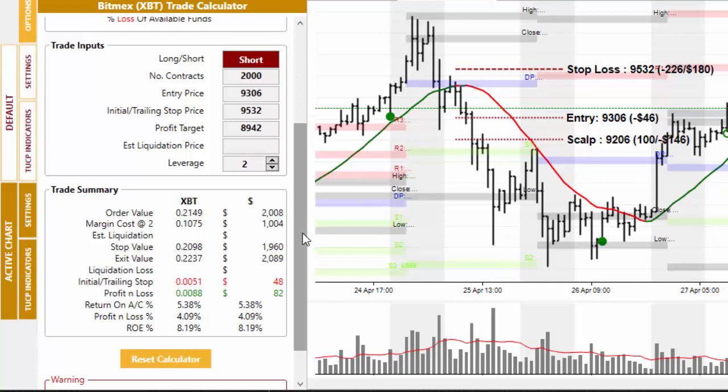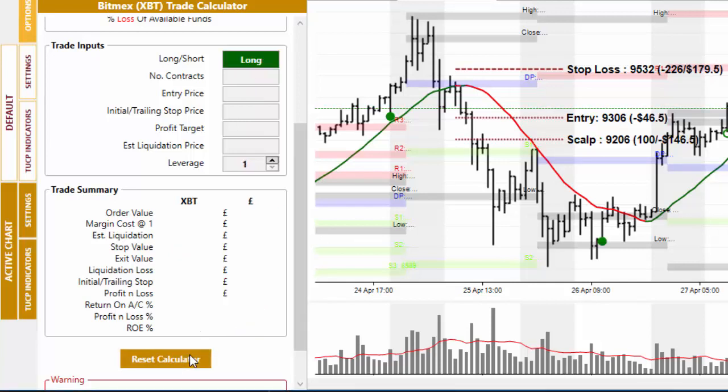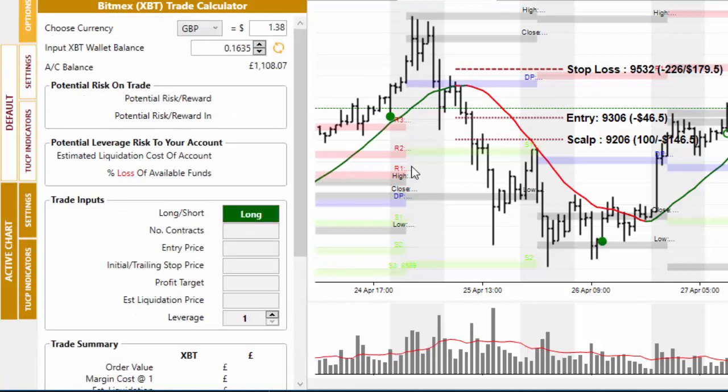So that's how you use the calculator, and then if you want to reset it, just left click here and that will bring it all the way back to how it was when we started, apart from it doesn't change the dollar pound rate or the amount in your wallet. You have to do those yourself.